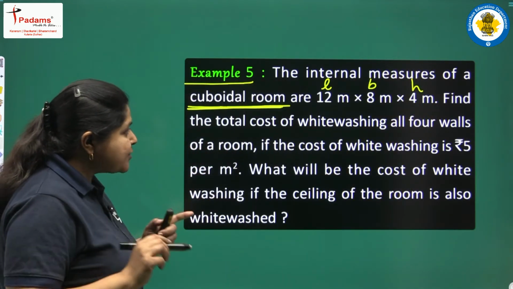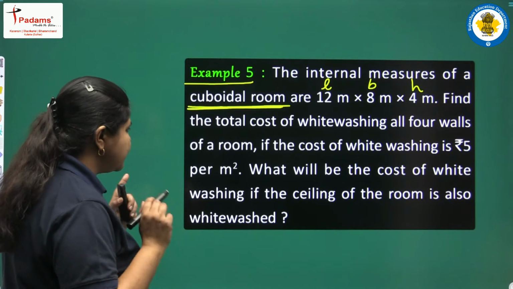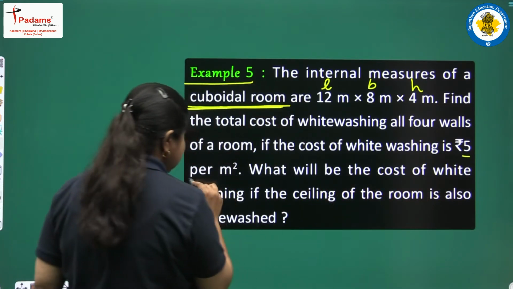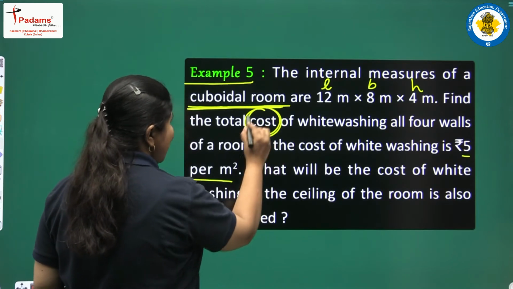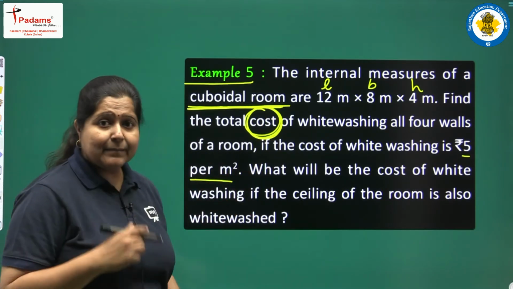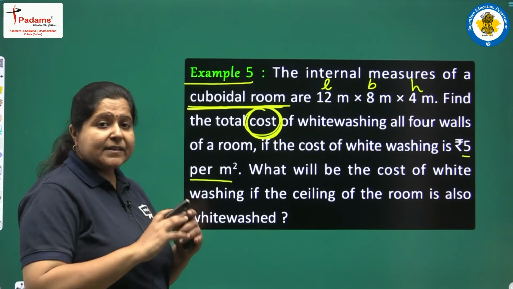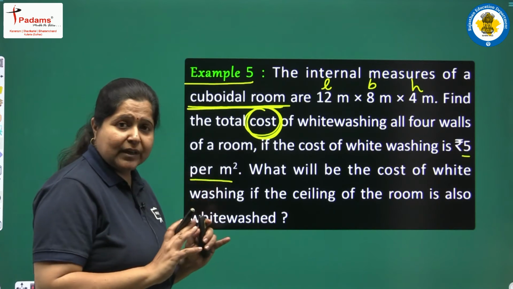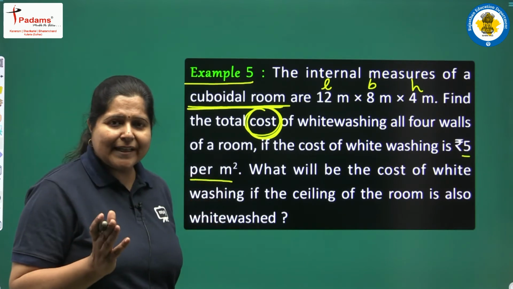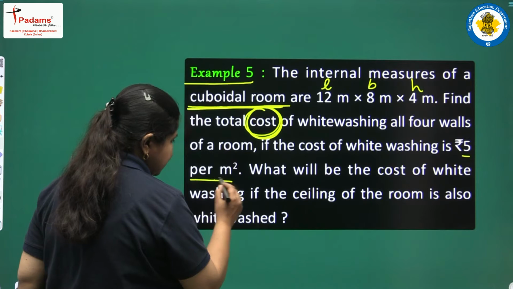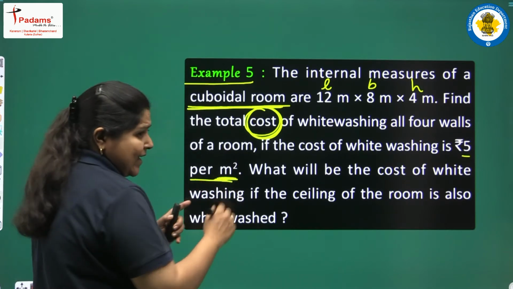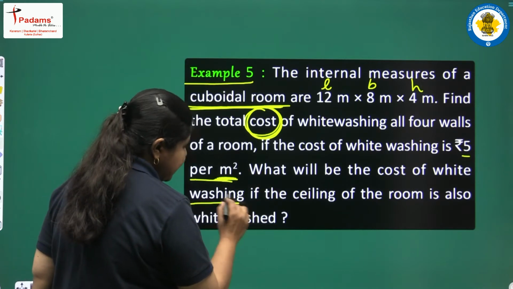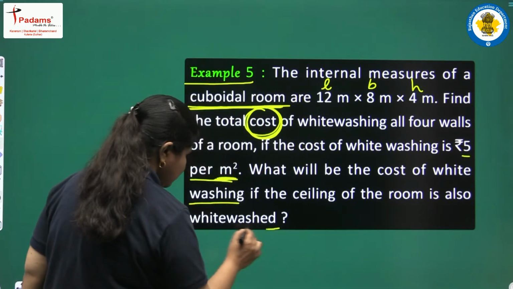Find the total cost of whitewashing all 4 walls of a room if the cost of whitewashing is ₹5 per meter square. यहाँ हमें फाइंड करना है कॉस्ट. और कॉस्ट के केस में हमने क्या बात की थी, पहले भी हम कुछ एग्जाम्पल्स कर चुके हैं. जब भी हमारे पास कोई ऐसा क्वेश्चन हो जिसमें कॉस्ट फाइंड आउट करना है, जिस भी रीजन को रिलेटेड हमें कॉस्ट फाइंड आउट करना है, पहले उस रीजन का एरिया फाइंड आउट करेंगे और फिर हम कॉस्ट फाइंड आउट कर सकते हैं. सिंस हियर वी आर टॉकिंग अबाउट मीटर स्क्वायर, वी आर टॉकिंग अबाउट एरिया. गेटिंग इट? What will be the cost of whitewashing if the ceiling of the room is also whitewashed?